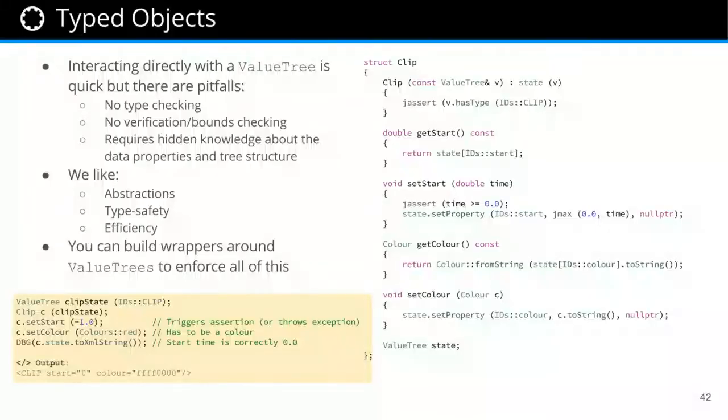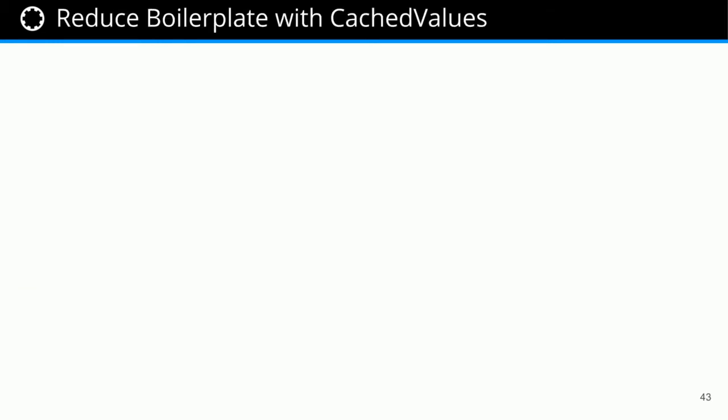We'd call setColor. If we tried to set -1, we'd get an assertion or maybe throw an exception. When we call setColor, we can set the color as red. And then if we output that using an XML string, you can see that we've corrected our -1 error here, and we've got a nice hex code for our color.